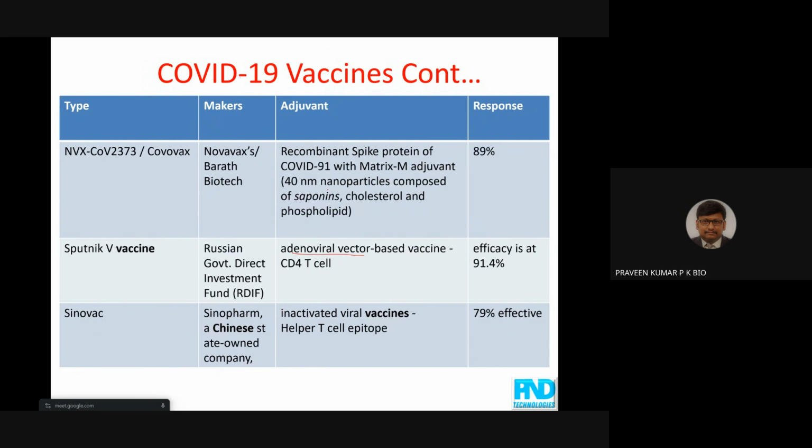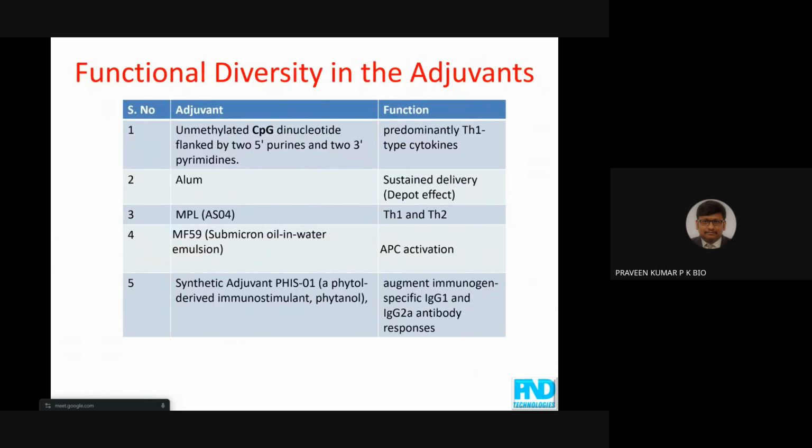Covaxin, what have they used? Plant-based saponins they used as an adjuvant. 40 nanometer nanoparticles of saponins along with cholesterol and phospholipid. So together, all these three we are using as an adjuvant for the Covax vaccine developed by Bharat Biotech. Like this, you can see plenty of adjuvant examples.